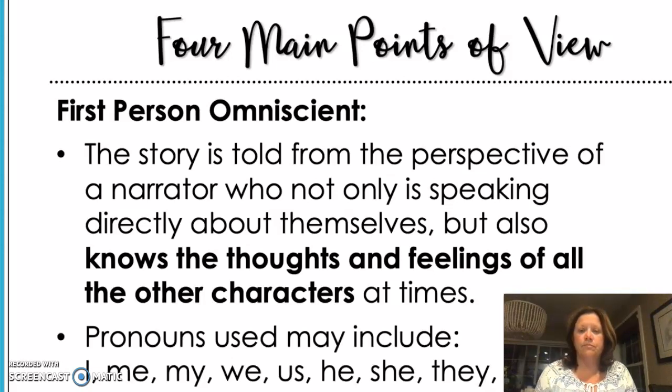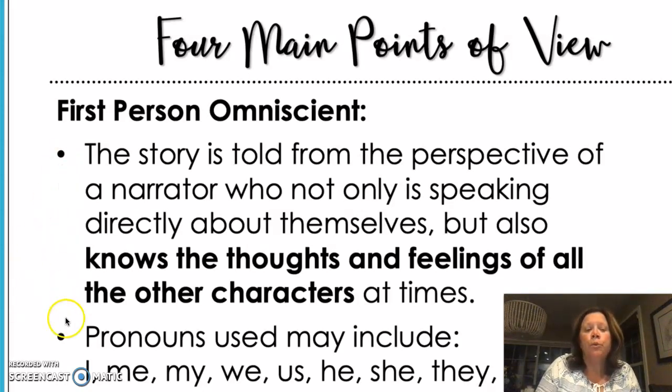And so we might see pronouns such as I, me, my, we, us, like we talked about, but also he, she, they, and them. So those are the types of pronouns, and other versions of those same pronouns as well, that you'll see in a first person omniscient narrated story. All right, eighth graders. So again, you might want to go back and forth. Now you should be able to fill out the box for first person omniscient.